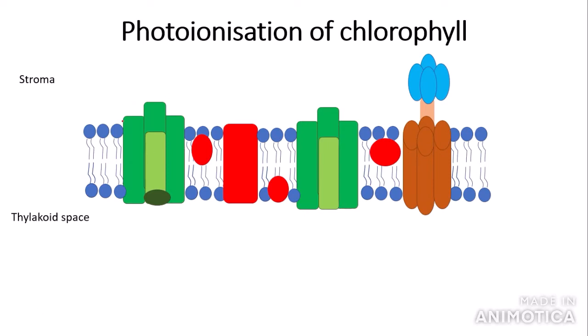So these big green structures here, which are pretty terribly drawn, are called photosystems. This one here is called photosystem 2, so just write PS2 for short. And this one is called PS1.